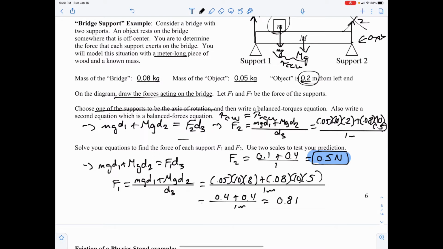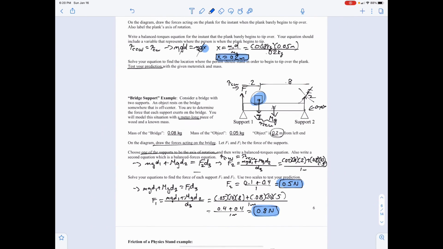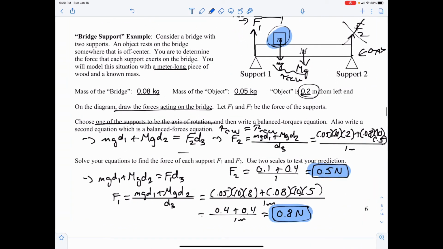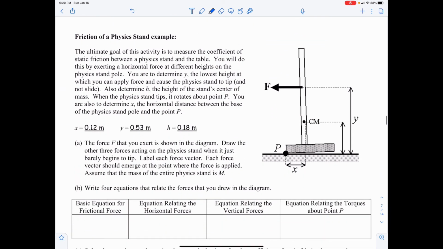And it's 0.8 newtons, which falls in line with our predicted model. If you have a mass that's placed closer to support 1, you would expect support 1 to apply more force to balance it. We will simulate this particular example with a center of mass lab in class. We'll also be taking a look at this one in class too, so go ahead and skip for the time being.